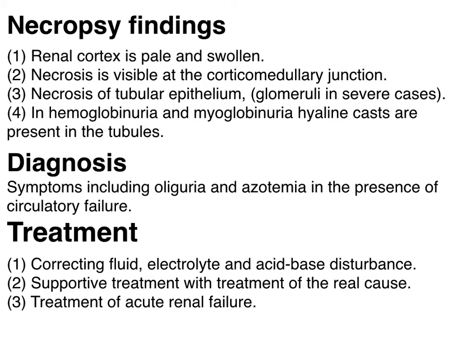As for the diagnosis, it depends on the symptoms including oliguria, a decrease in urine production, azotemia and the presence of circulatory failures. As for the treatment, the most important point in treating this disease is correcting the fluid, electrolyte and acid-base balance disturbance. Supportive treatment, with the treatment of the real cause, treatment of acute renal failure.